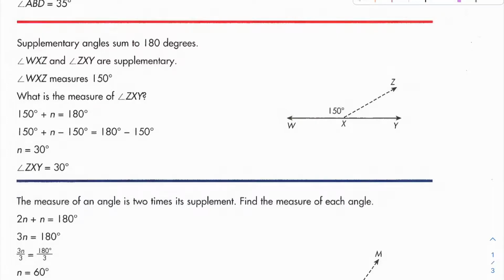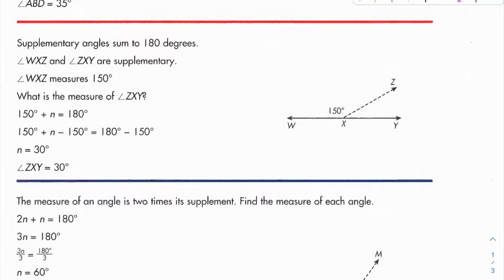So we know that the measure of angle WXZ is 150 degrees. And if we add the measure of ZXY, which we'll call N, we should equal 180 degrees. So that is where we get our first equation.